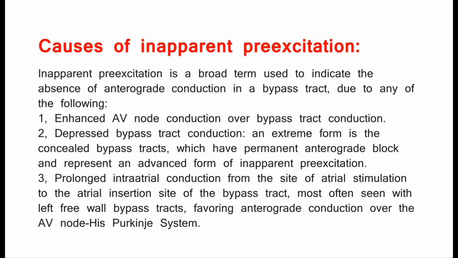Causes of inapparent preexcitation. Inapparent preexcitation is a broad term used to indicate the absence of apparent anterograde conduction in a bypass tract, due to any of the following. 1. Enhanced AV node conduction over bypass tract conduction. 2. Depressed bypass tract conduction. An extreme form is the concealed bypass tracts, which have permanent anterograde block and represent an advanced form of inapparent preexcitation. 3. Prolonged intra-atrial conduction from the site of atrial stimulation to the atrial insertion site of the bypass tract, most often seen with left free wall bypass tracts, favoring anterograde conduction over the AV node His-Purkinje system.